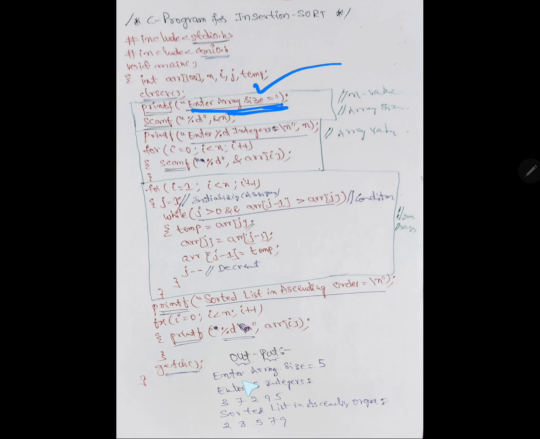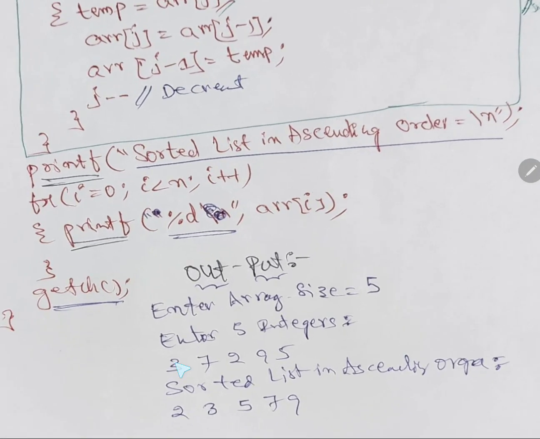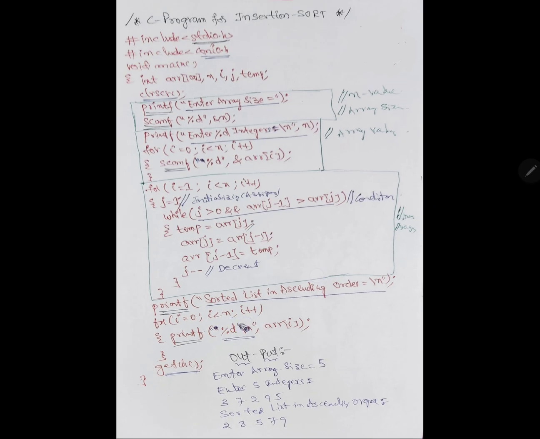Enter array size, 5 as entered. Now enter 5 integer values. Those 5 entered are 3, 7, 2, 9, 5. Now the sorted list in an array. So 2 is small, next 3, next 5, 7, 9. So it will be arranged like this.